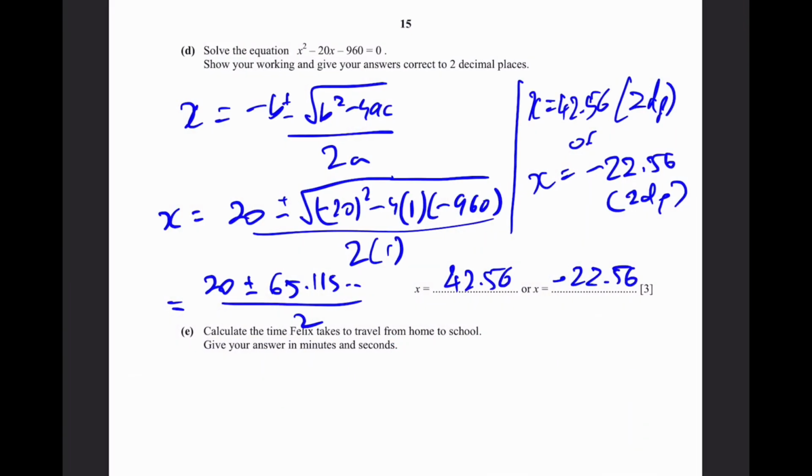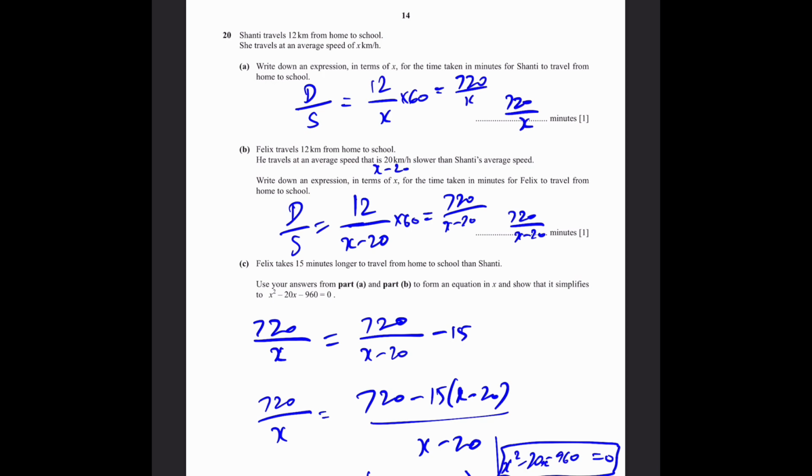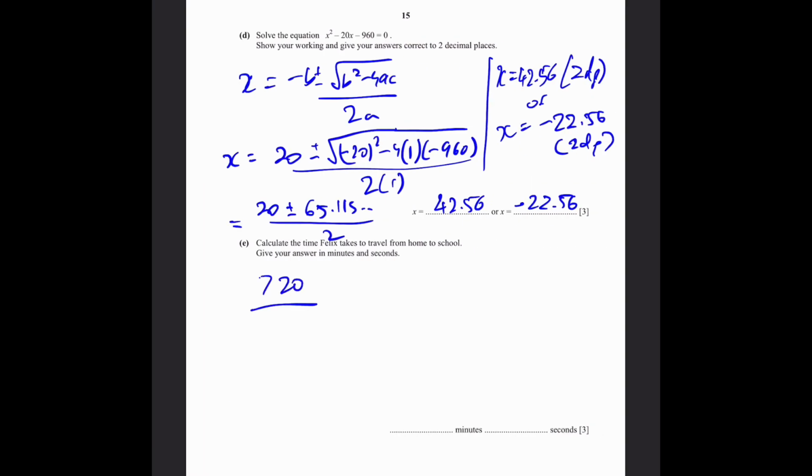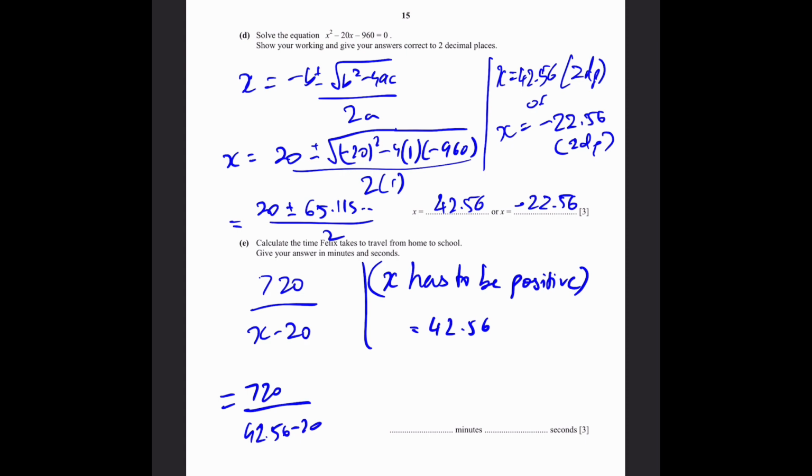Now going to part E, calculate the time Felix takes to travel from home to school. Give your answer in minutes and seconds. So time taken by Felix is given over here, 720 divided by x minus 20. In this case, x has to be positive, right? Since time can only be positive, so x has to be positive, and in this case, the x value which is positive, 42.56. Now we can do this, 720 by 42.56 minus 20, and let's do that on our calculator.